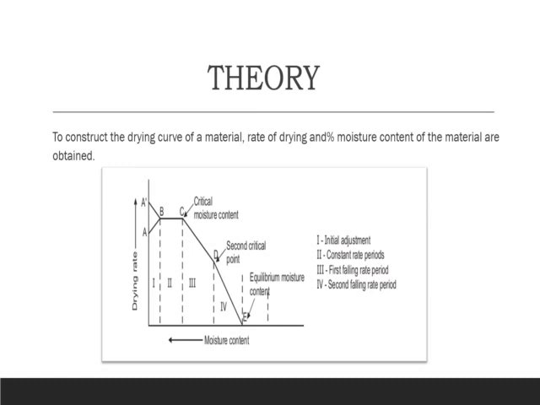First will be the initial adjustment. Second will be the constant rate period, third will be the first falling rate period, and next will be the second falling rate period. The first phase, which is from A to B, is called the initial adjustment, which is also known as the heating up period. In this, it is the starting of the drying.